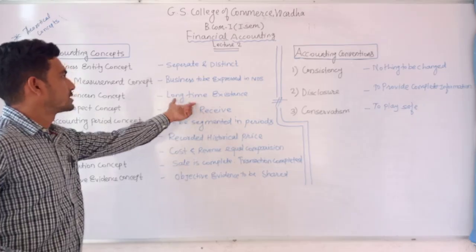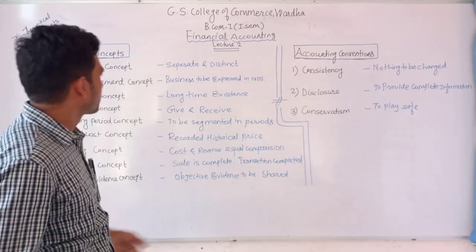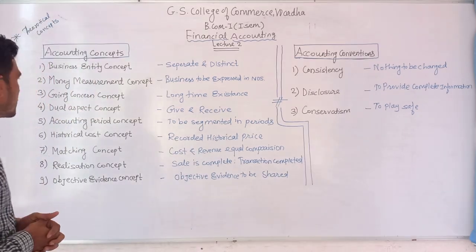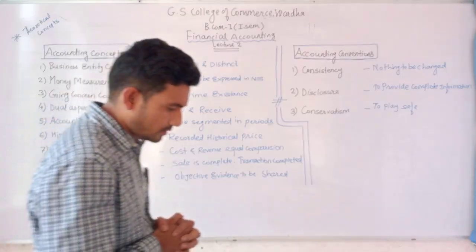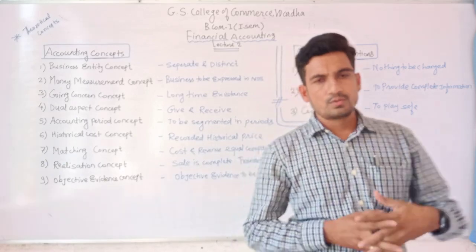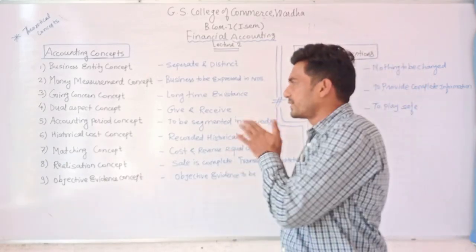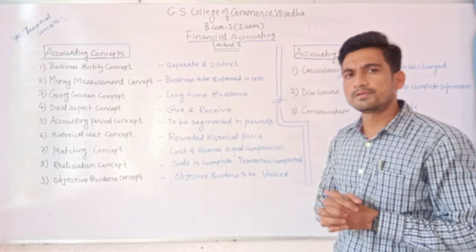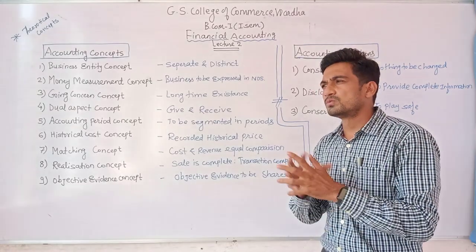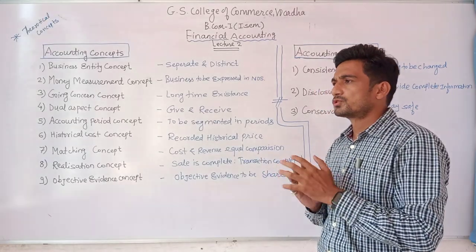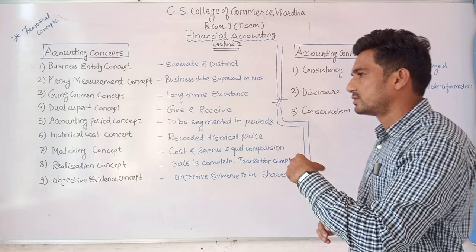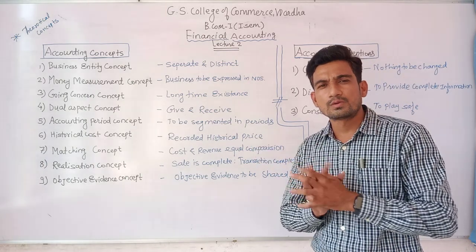It means that the business has a long-time existence. Moving to the fourth one, the dual aspect concept: give and receive, debit and credit. There should be a dual effect. You can't go in just one direction; you have to move in a two-way mode. There should be giving and there should be receiving. Only then can you prepare accounting properly.